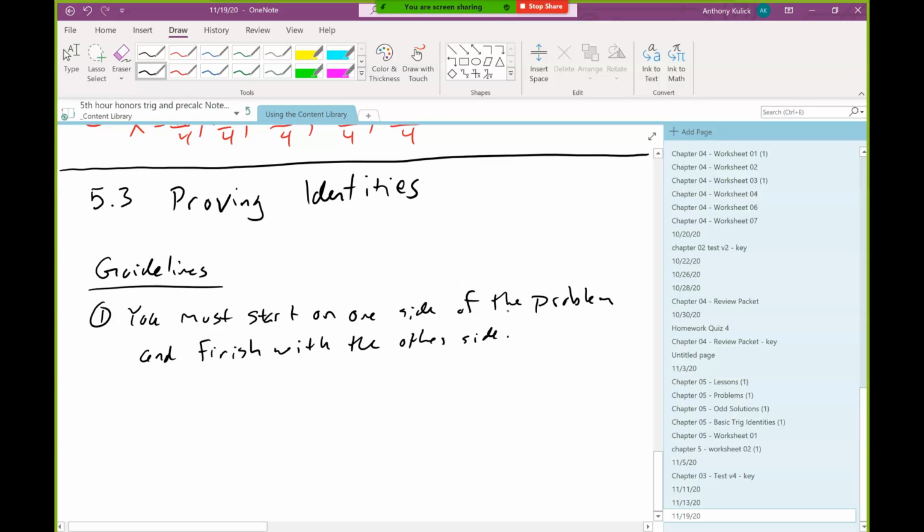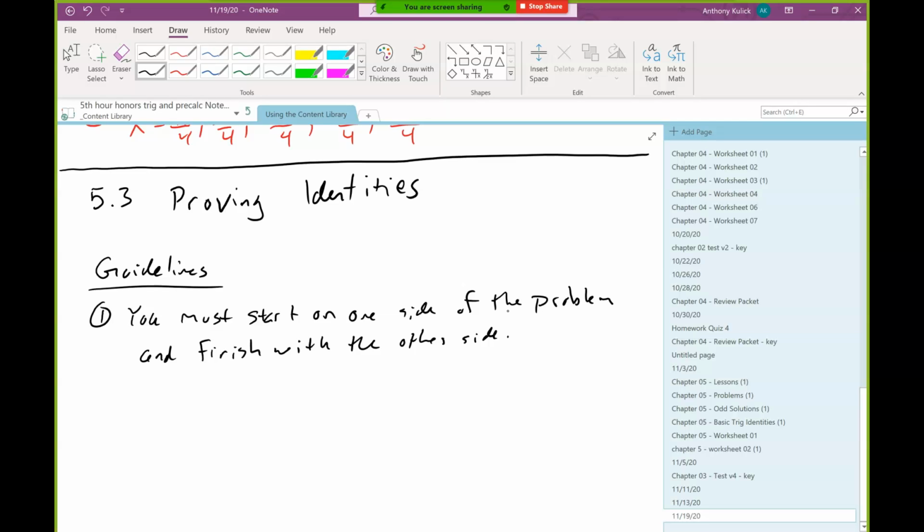So the first guideline says that you can only work on one side of the problem. So you're either going to pick the left-hand side or you're going to pick the right-hand side. And the only work you can do is on that single side. And you're not finished until, if you pick the left-hand side to start with, until you've changed the left-hand side into the right-hand side. And we'll do a bunch of examples here to kind of get you familiar with that.